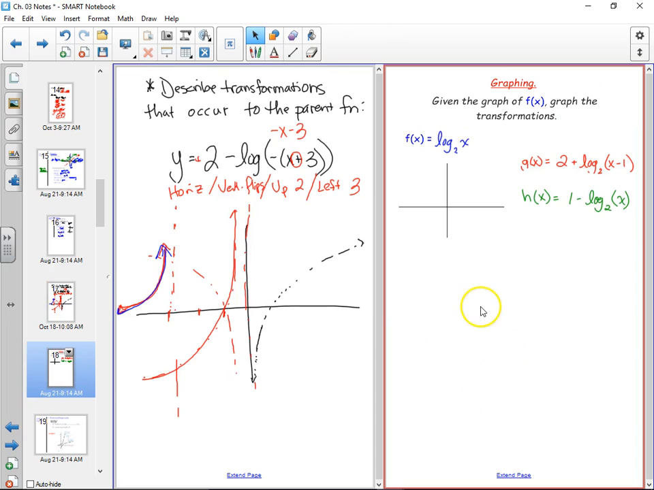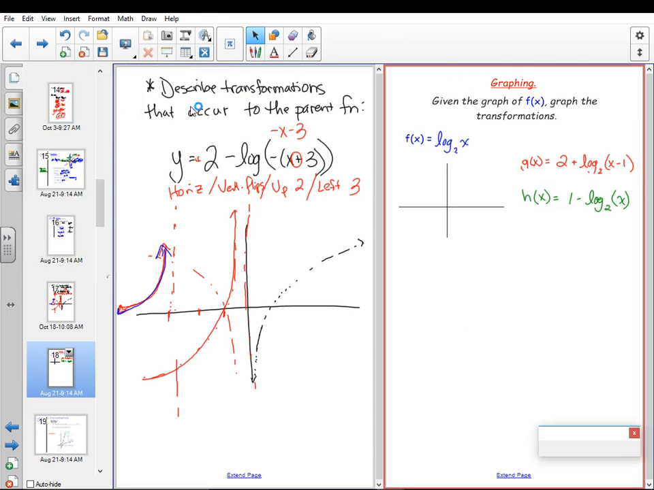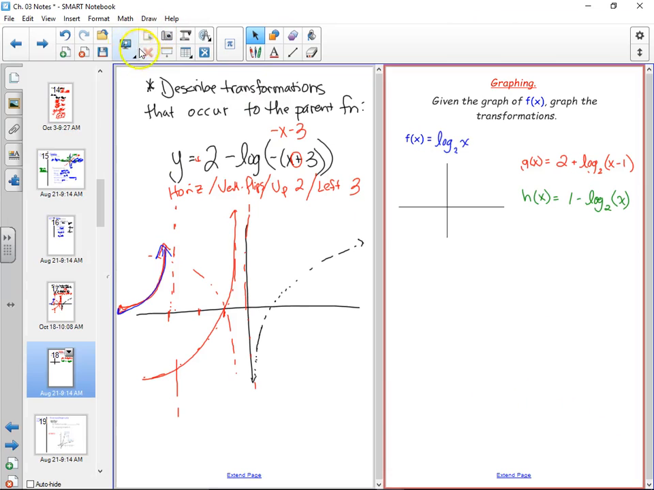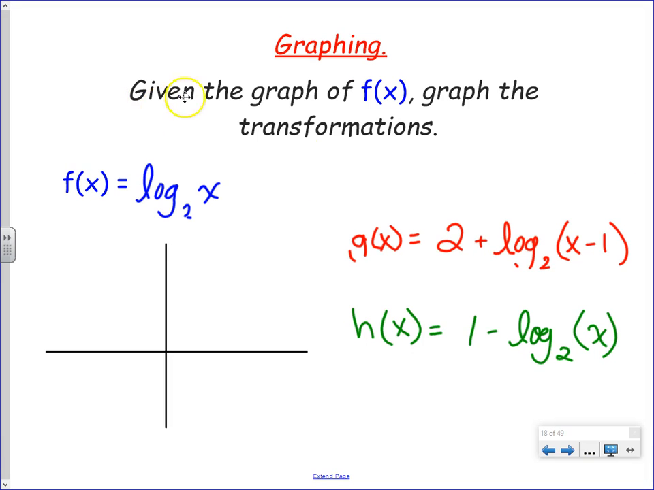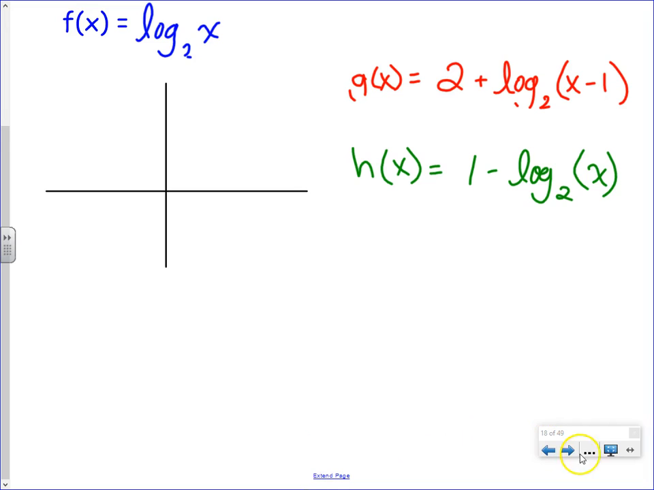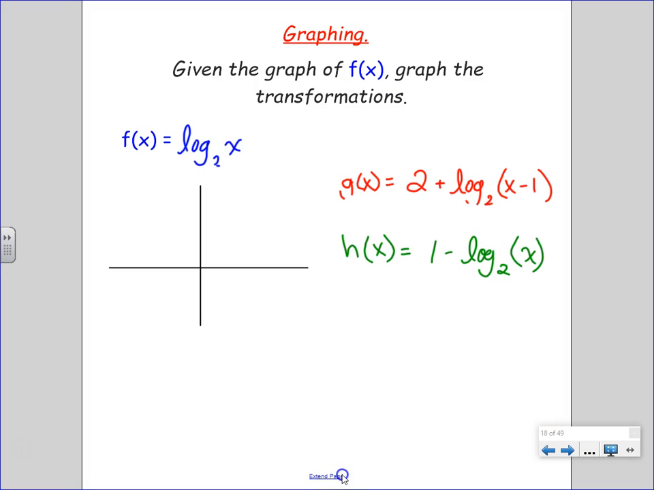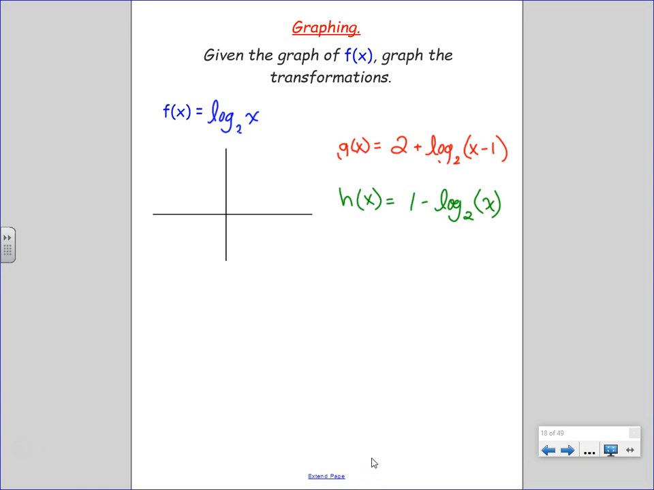But let's go ahead and talk about some easier ones real quick. Easier-ish. Hold on. So let's see if we can figure this one out. My parent function is a log base 2. What do I know about log base 2? Well, it's a log that hasn't been transformed at all. So where's its vertical asymptote? X equals 0.